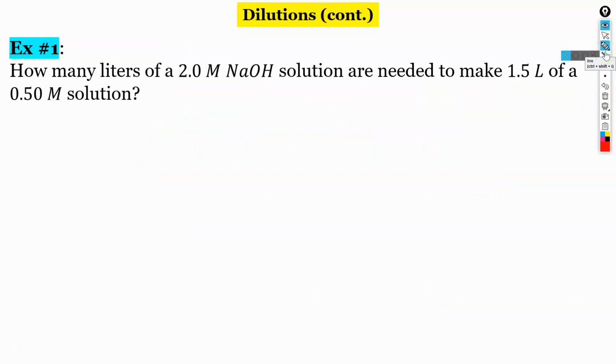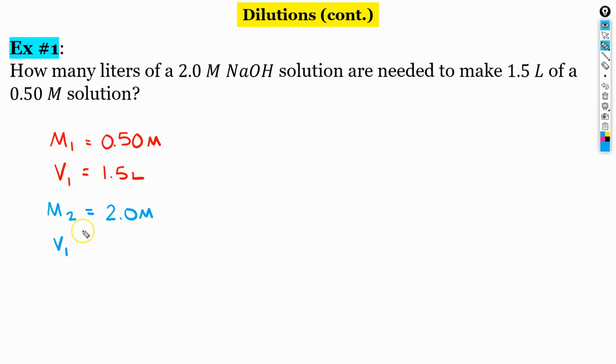So in this first example, it says how many liters of a 2 molar NaOH solution are needed to make 1.5 liters of a 0.5 molar solution. Well, let's list off what we've got. So the two numbers that we can put together here are the 1.5 liters and the 0.5 molar solution. So our M1 will be 0.5 molar, our V1 will be 1.5 liters. M2, the molarity that we're trying to find here is 2.0 molar. V2 should be what we're trying to find.